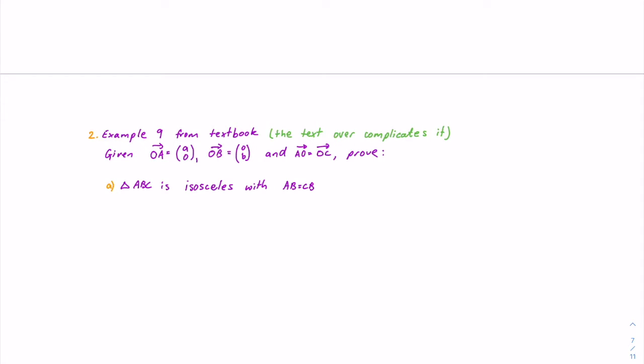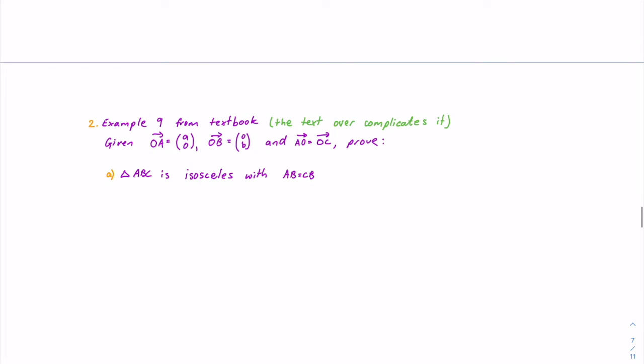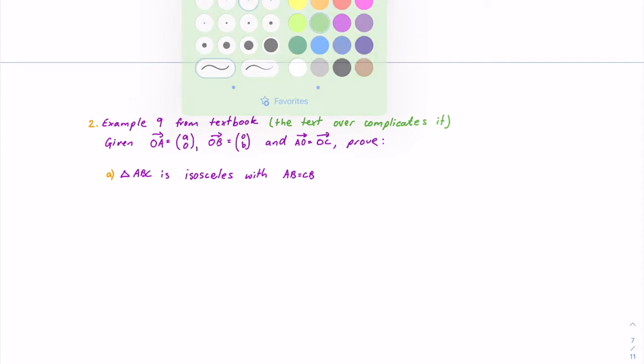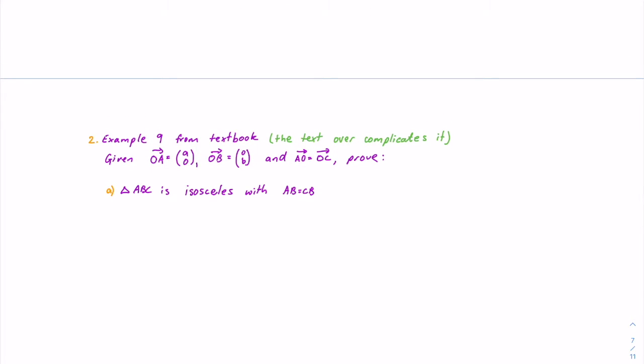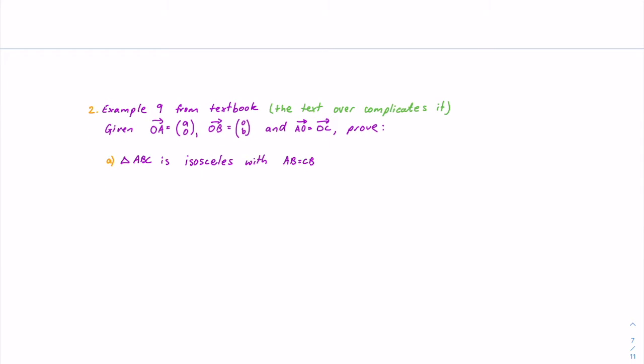Okay, I'm going to do example 9 from the textbook. I think the textbook really overcomplicates it. And they've actually got a little bit of a mistake in it as well that I'm going to show you. So it says given OA is the vector a and OB is the vector b, and vector AO is equal to vector OC. Now, the mistake in the textbook is that it doesn't have these as vectors, but they actually do need to be vectors. So I'll just prove that to you briefly.